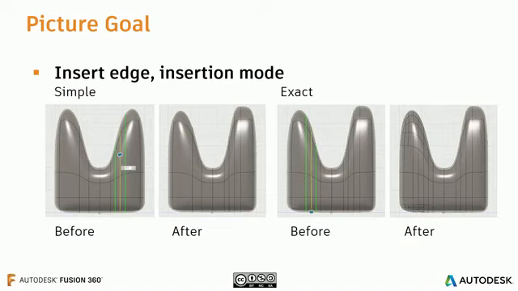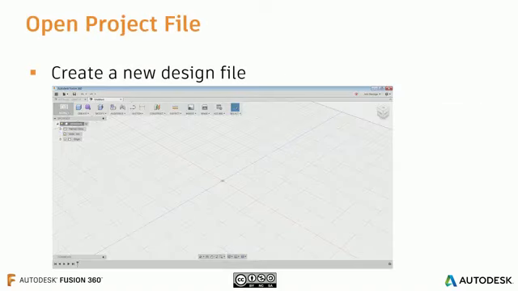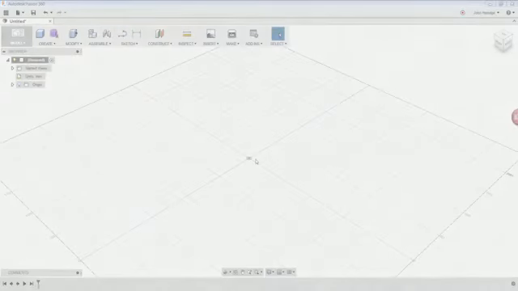Now let's contrast that with the exact insertion mode. You can see, expanding on the previous example, I'm going to add edge loops to the left-hand side of that form, and when I use the exact mode, it will maintain its shape by adding additional points to keep that curvature. To follow along in this lesson, please create a new design file in Fusion 360.